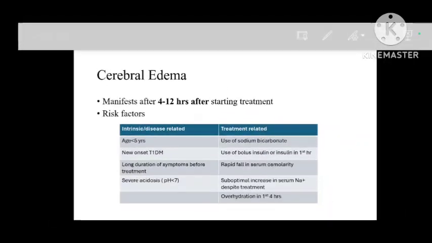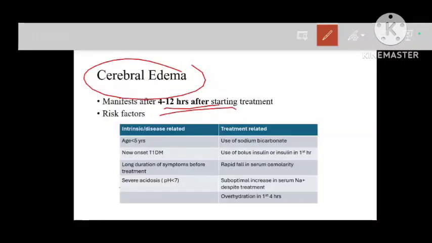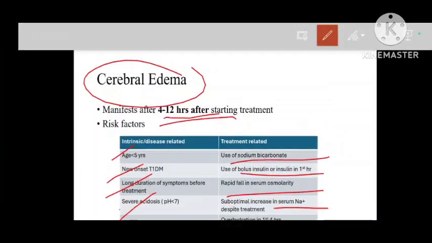Okay, now the most dreadful complication, cerebral edema. It can occur 4 to 12 hours after starting treatment. Now, what are the risk factors? Age less than 5 years, new onset type 1 DM, long duration of symptoms before treatment, and severe acidosis. And treatment related factors: use of sodium bicarbonate, use of bolus insulin, rapid fall in serum osmolarity, suboptimal increase in serum sodium, and overhydration in the first 4 hours.